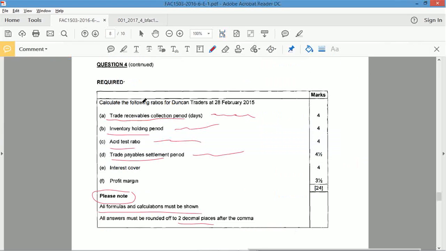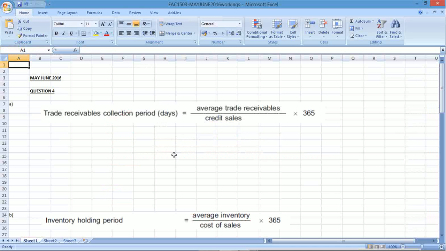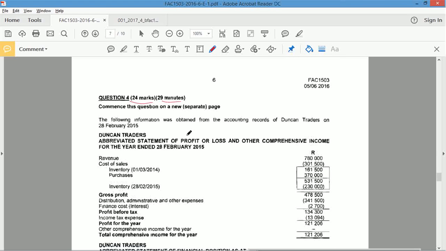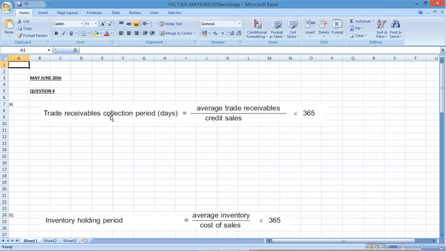Question 4, go back to the information, and now read it. I don't even have to look at the required, because I already know what I'm required to do, because I've written all the formulas down. So I'm going to be looking at my answer sheet and my question paper's information. The first one, trade receivables collection period, requires average trade receivables and credit sales. That's what I'm looking for. I know average requires opening and closing balances. That you need to know. Average trade debtors equals brackets start plus end, close brackets, divide by 2.